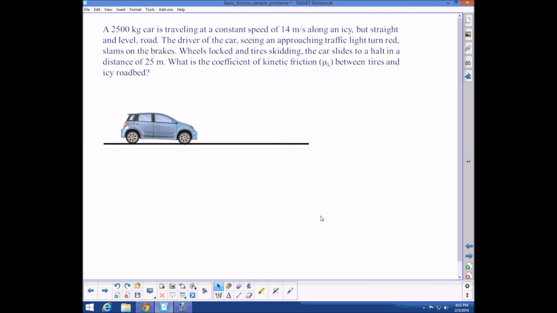In this problem, we have a car with a mass of 2,500 kilograms, and it's traveling at a constant speed of 14 meters per second along the road. The driver sees a traffic light turn red, and he slams on his brakes. His wheels lock, and he skids to a stop in a horizontal distance of 25 meters. And what we're going to do is calculate what the coefficient of kinetic friction is between the tires and the road.